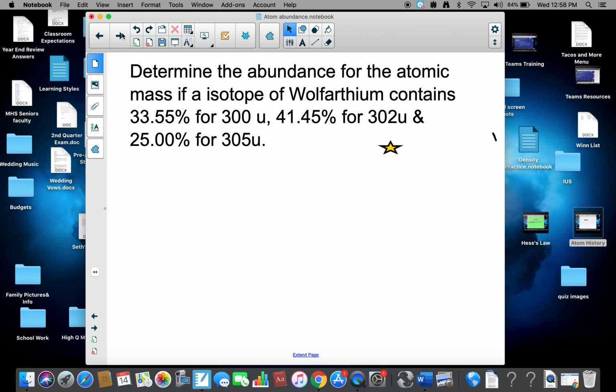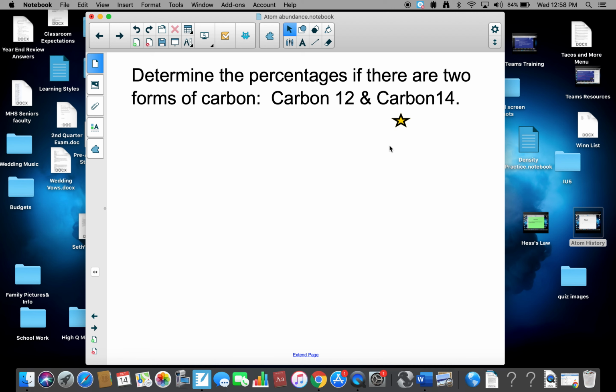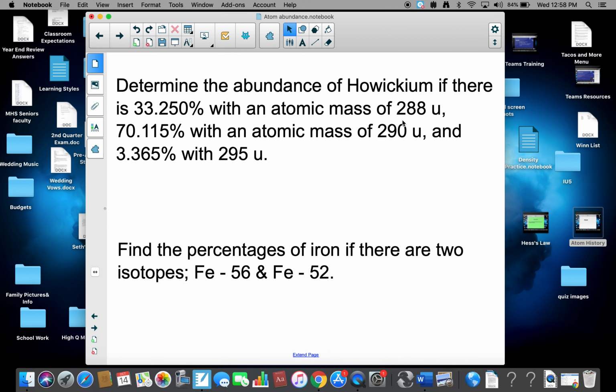Find the average atomic mass of the isotopes of wolframethum. Wolframethum contains 33.5% of 300 U, 41.45% of 302 U, and 25.00% of 305 U. And then determine the percentage composition of two forms of carbon, carbon 12 and carbon 14. We'll do those in class, and then we'll do these afterwards in practice.